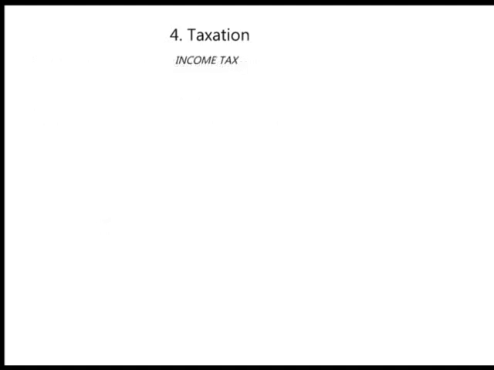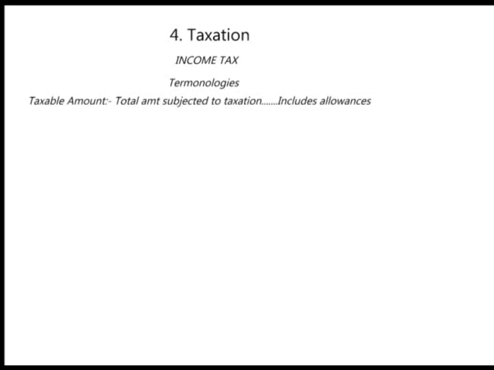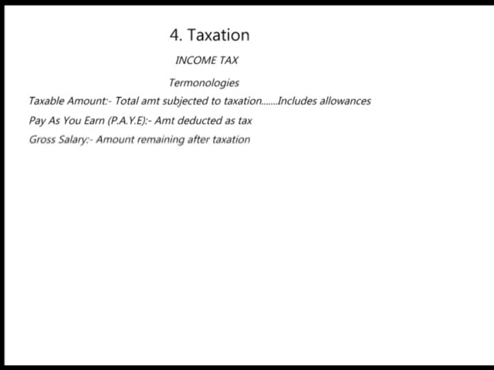Income tax. This is tax levied on individuals' wages and salaries. Taxable amount is the total amount subjected to taxation. Allowances are also part of one's income. Pay as you earn is the amount deducted from the individual salary, that is the tax payable. Gross salary is the amount after taxation.